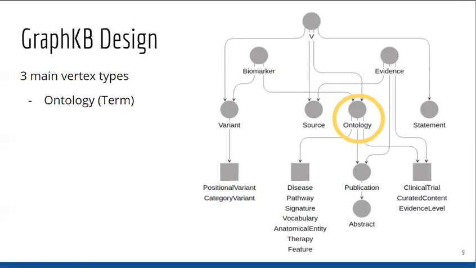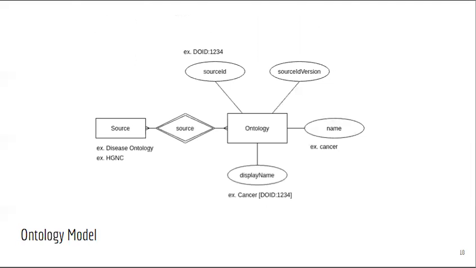There are three main types of tables or vertices in GraphKB. The first is ontology terms. Nearly everything that is not a variant or a statement in GraphKB is represented as an ontology. The ontology model stores both the source of the term as well as its ID, name, and versioning information according to the source ontology. This ensures that it is traceable, and it also allows us to store multiple ontologies simultaneously.